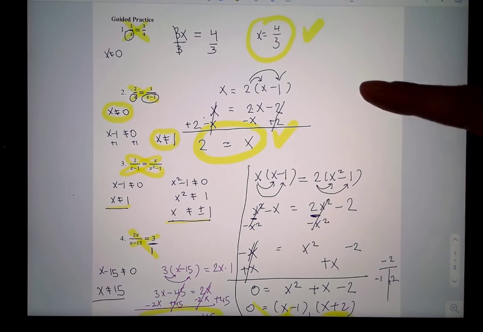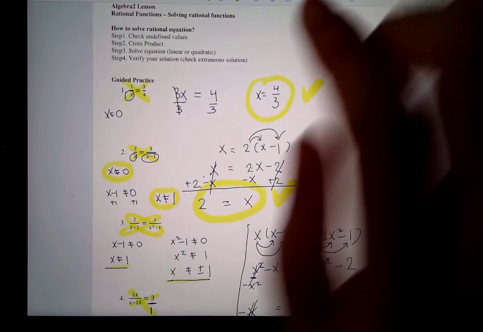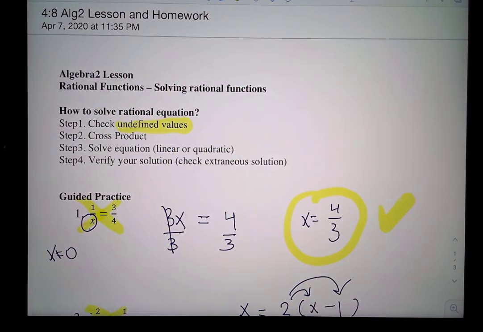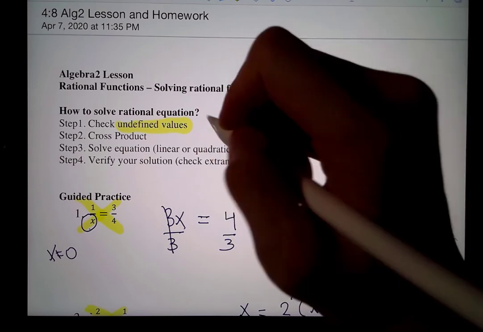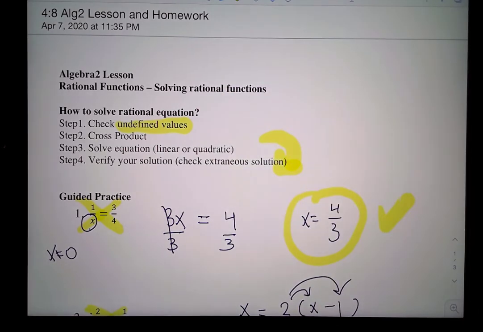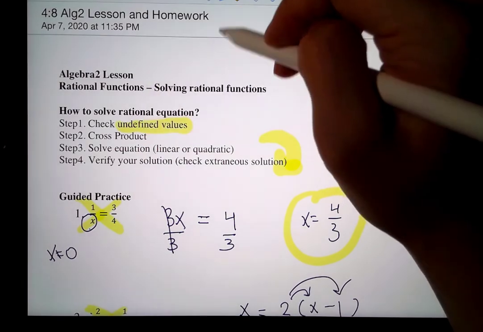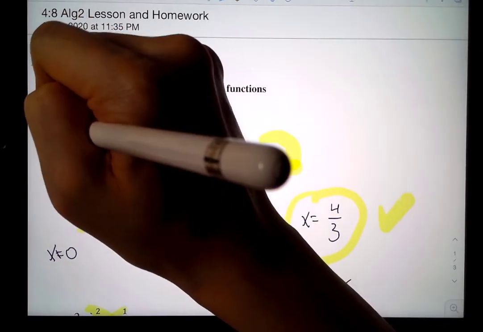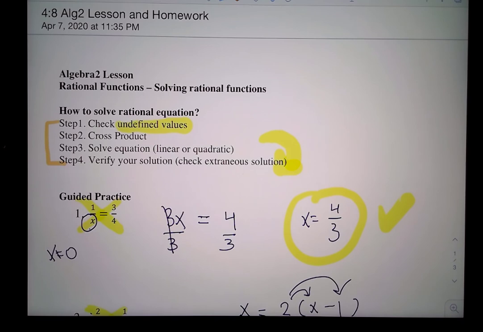But anyway, our thing is what? Check the undefined value. Okay, undefined value first. You need to check this. And after that, cross product, solve. That could be linear, that could be quadratic. When it's quadratic, you factor, or quadratic formula. Alright, and after that, you get solution from the equation. So you get solution from here, 3 to 4, you will get something, right? Then what? You're checking, you're comparing it with that one. You're comparing with step 1 and 4 by verifying your solution.